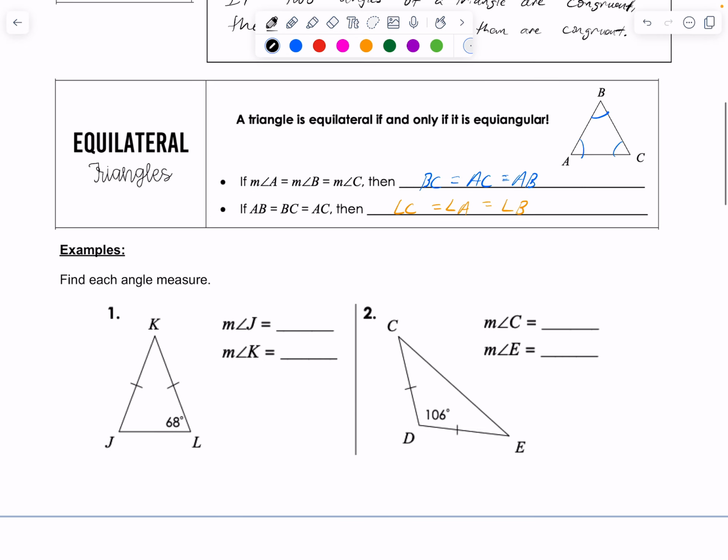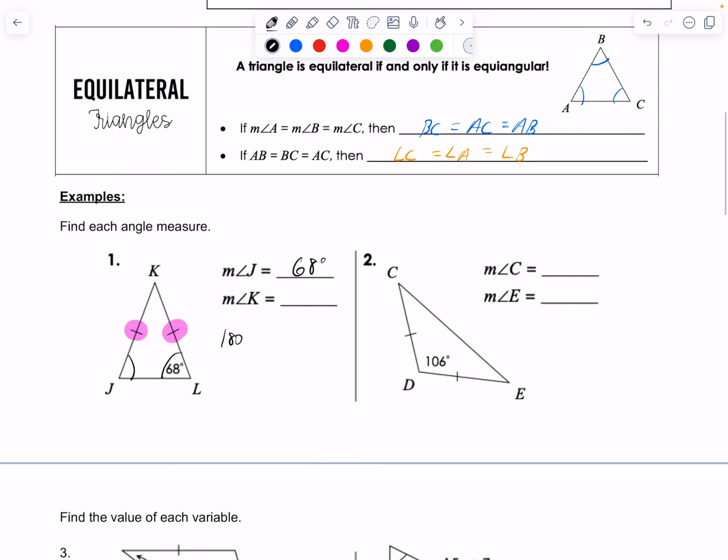So these first two, we have the first triangle, JKL, and I notice right away, I see those two little tick marks that tell me that those sides are congruent. So using our base angles theorem, if two sides of a triangle are congruent, then the angles opposite them are also congruent. So that means this angle and this angle are going to be the same. So angle J is going to be 68 degrees. All right, now angle K, using my understanding that 180 is the total of all three of the angles, and I subtract the sum of those two, that's going to give me angle K.